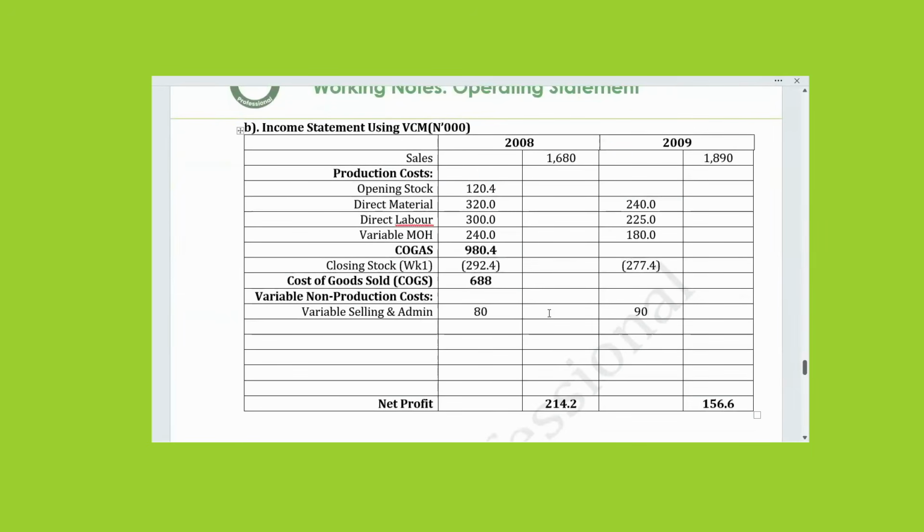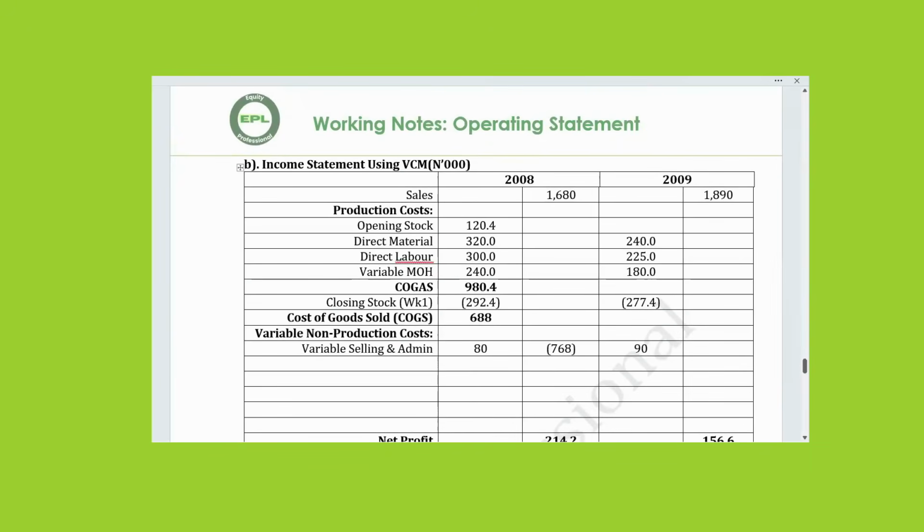So first let us add it together. 688 plus 80. That's 768. So 1680 minus 768. What do you have? 912. What do we call this 912 under marginal costing approach? This is called contribution margin.